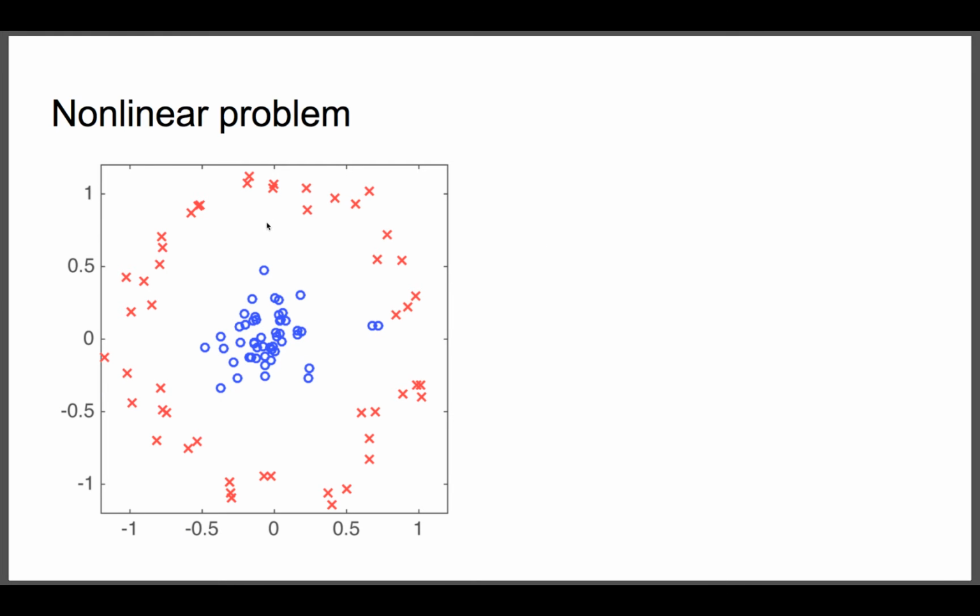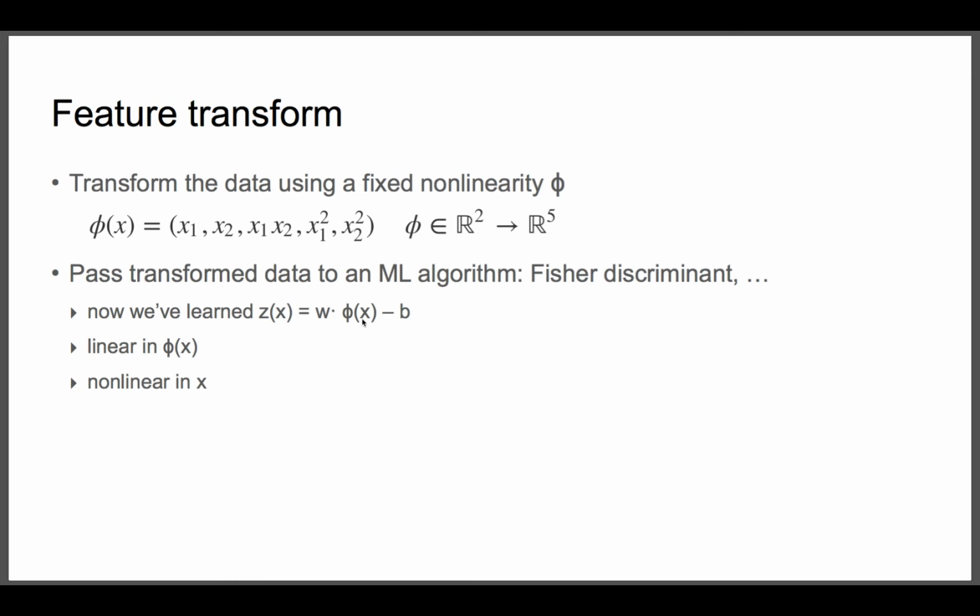What we'd really like is to have a classifier that's able to say circles are inside and x's are outside. So what we'd like to have is something like a quadratic decision boundary. So how do we achieve that? The way we achieve that, and again this is in detail in the notes, is through a feature transform. We transform the data using a fixed nonlinearity.